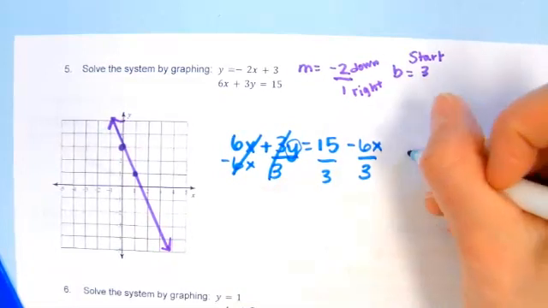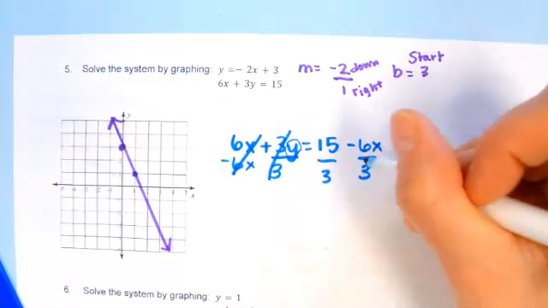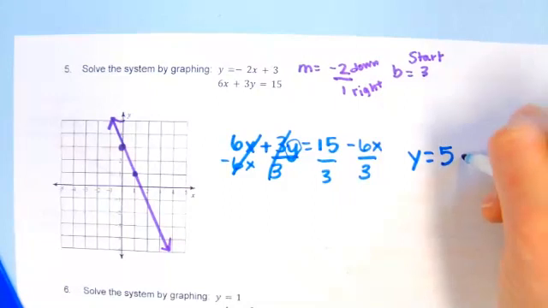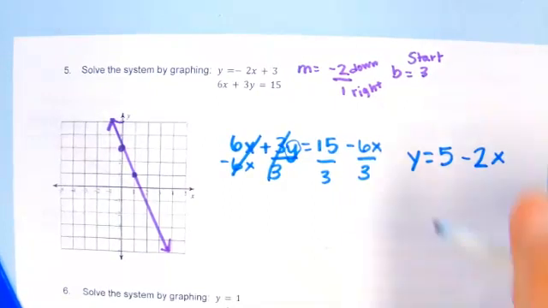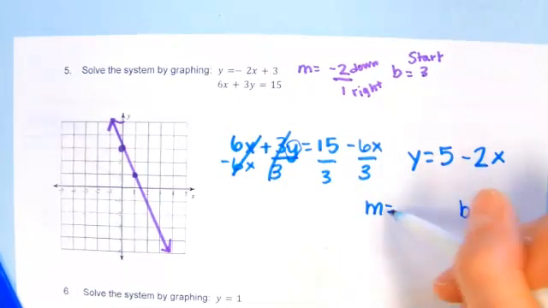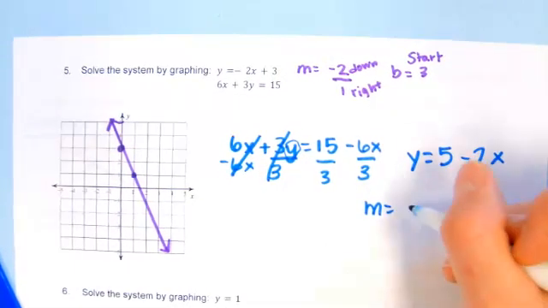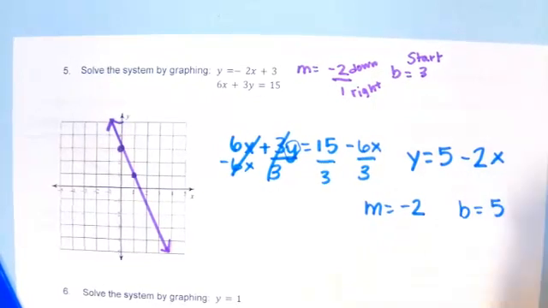Okay, I'm going to rewrite it. Y equals 15 divided by 3 is 5. -6 divided by 3 is -2. Put your x back on. And now we find our slope and our y-intercept once again. So remember, slope is next to the x, so that's got to be -2. Y-intercept is by itself, so that one's 5.